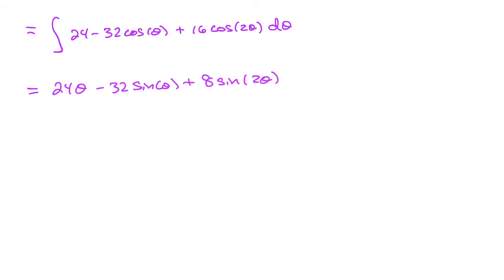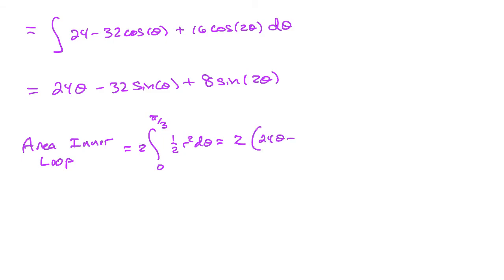But we're going to use this to evaluate double integrals. And so what we then have is our area for the inner loop. Remember what that was. We said that was going to be twice our integral from 0 to pi over 3 of 1/2 r squared d theta. So we have 2 times our 24 theta minus 32 sine of theta plus 8 sine 2 theta from 0 up to pi over 3.